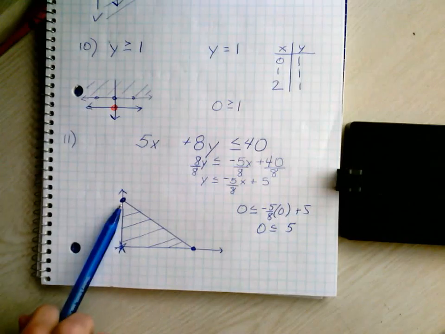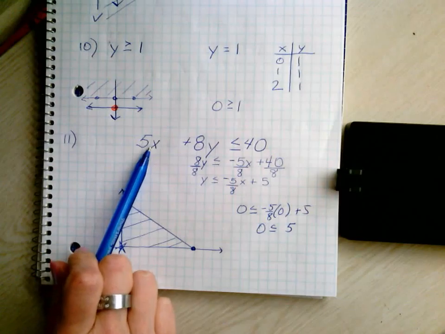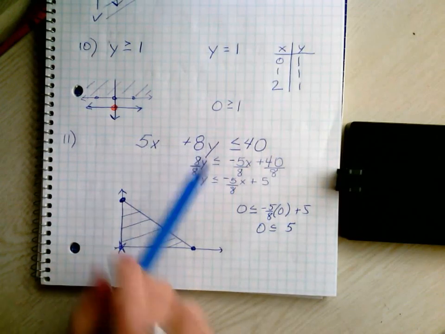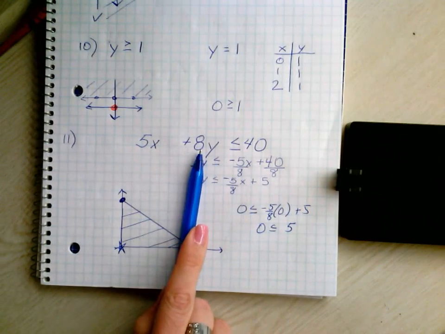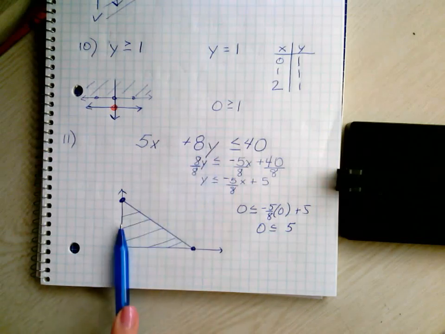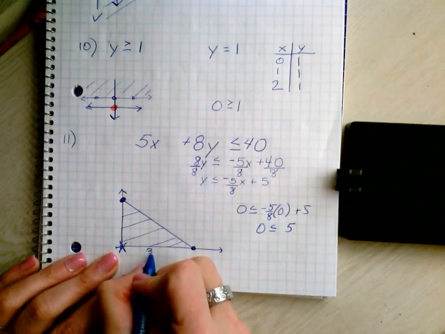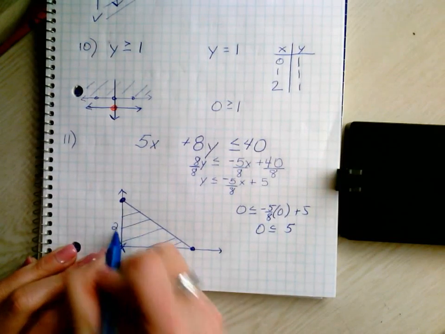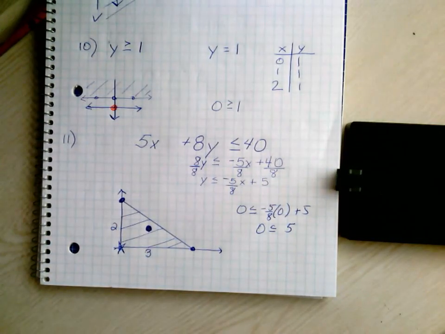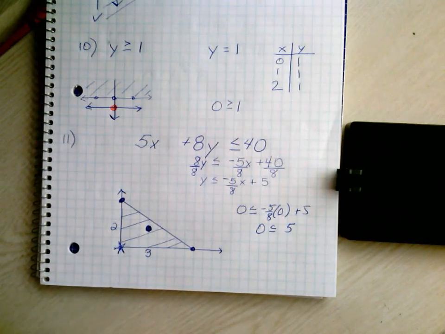I can buy 8 matinee tickets and no evening tickets. Or I can buy 5 evening tickets and no matinees. Or any combination in here. Let's look at this, for example. I might still have some money left, but I can do 3 matinees and 2 evenings.